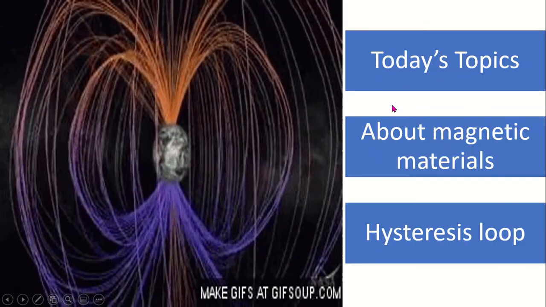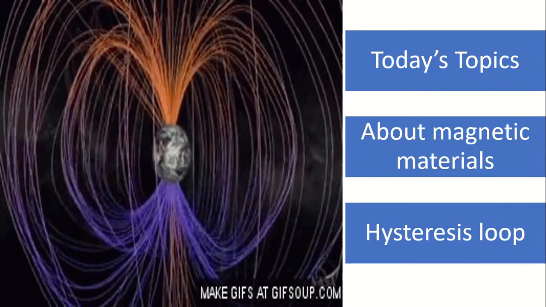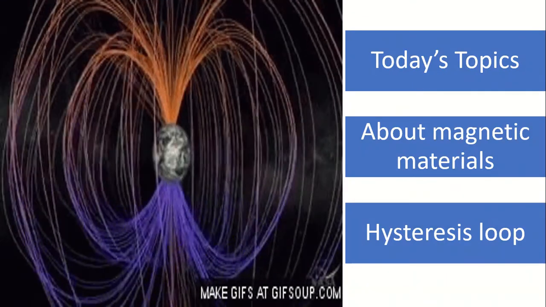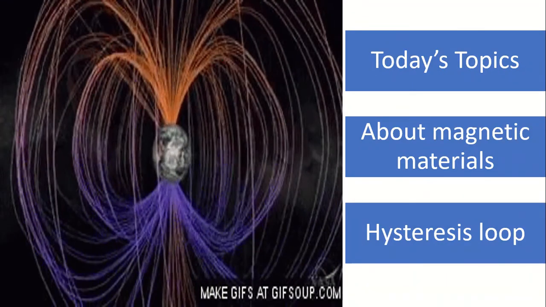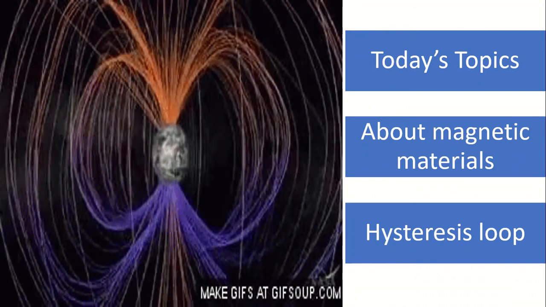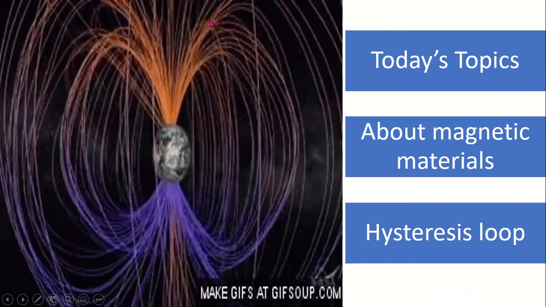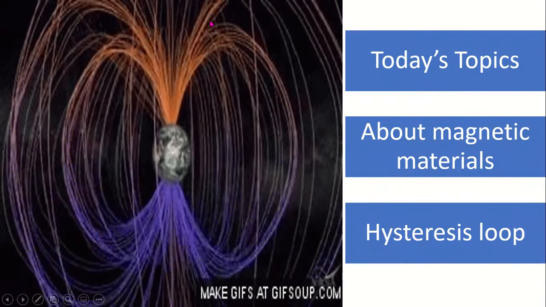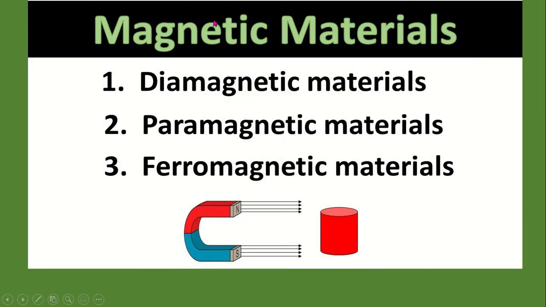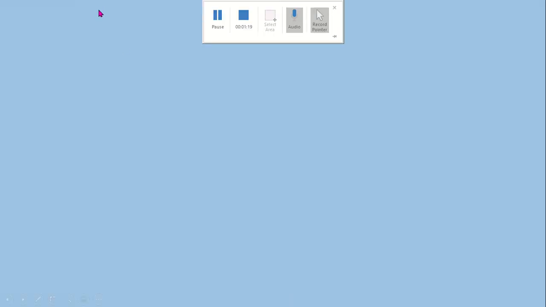Dear students, this is the last class of magnetism, and today's topics are magnetic materials and hysteresis loop. So let's start the class. Magnetic materials are of three kinds: diamagnetic materials, paramagnetic materials, and ferromagnetic materials. So now I will discuss diamagnetic materials.